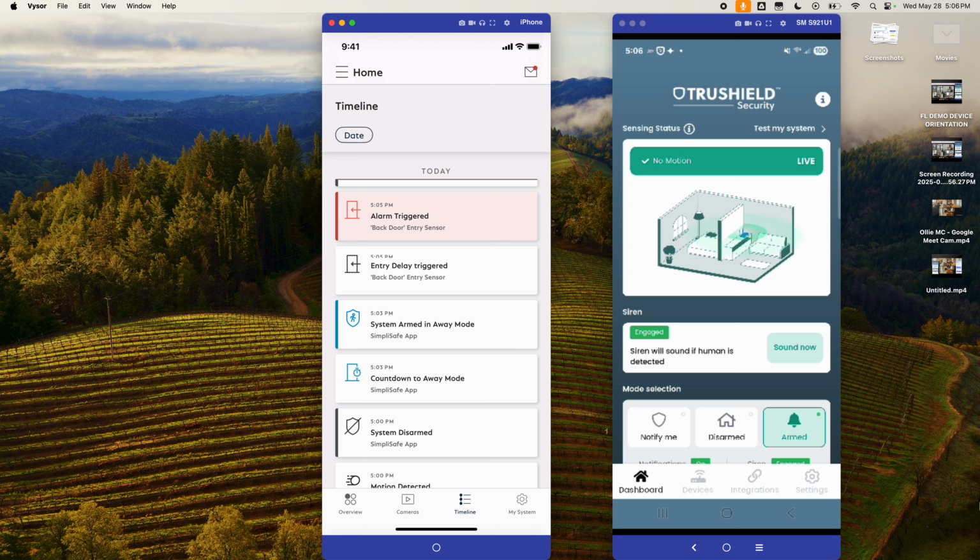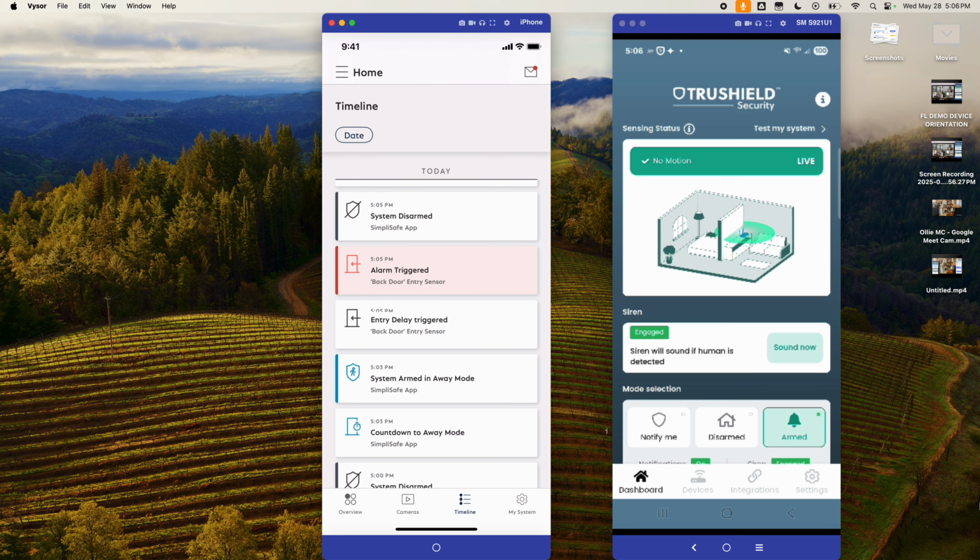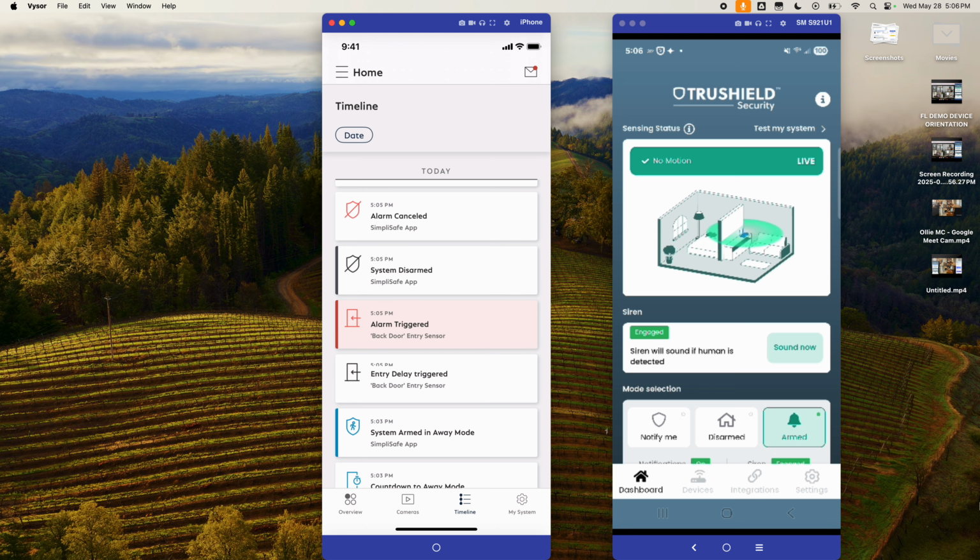But if we're looking at the TruShield side, we clearly see that there is no motion happening in this space. Thanks to that live motion sensing bar, it's giving us direct insight into the home at any given point in time. With the Simply Safe app, we really just have a lack of information, and it's not helping us answer that question if someone is in the home or not, right? And if you think about that end user, they're worried and scared, thinking someone has come into their home, and they really just don't have any information to answer that question. But with TruShield, we know for sure right now that no one is in the home.